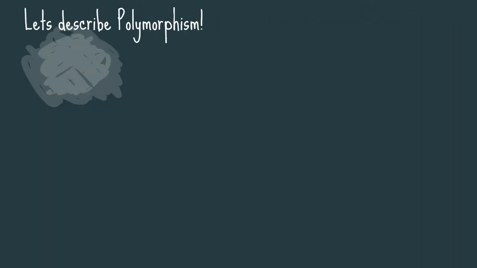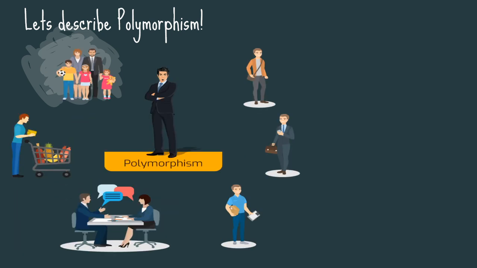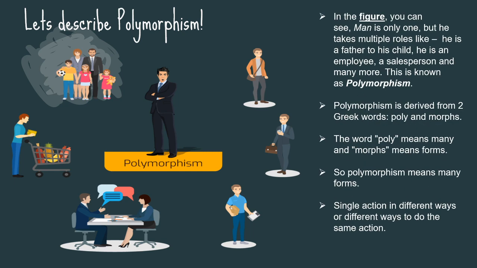Okay, so let's describe polymorphism. First look at this picture. One man is standing in the center and he's doing many duties. This is the best example of polymorphism. In the figure you can see the man is only one, but he takes multiple roles: he's a father to his child, he's an employee, a salesperson and many more. This is known as polymorphism.